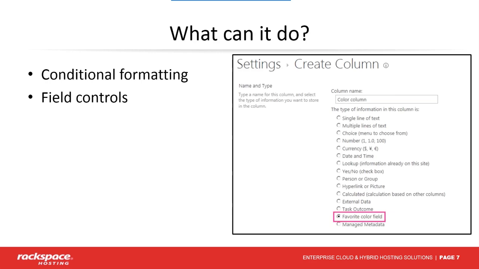An example here is the highlighted option, a favorite color field. Another example could be, instead of having a user type in a number in a field when they create or edit a list item, maybe a percentage for task completion, you could render a slider control that would let them slide left or right to set the value of that field. So that's an example of a field control.